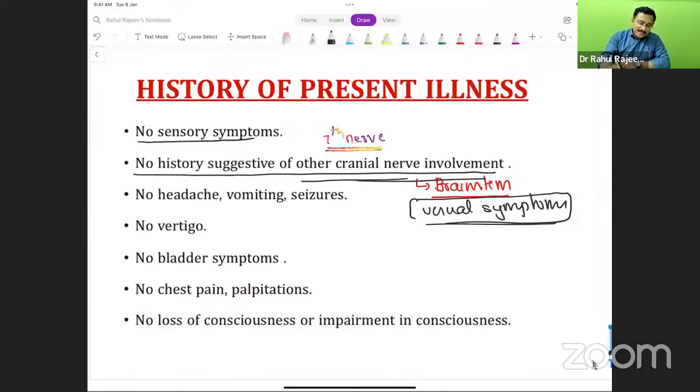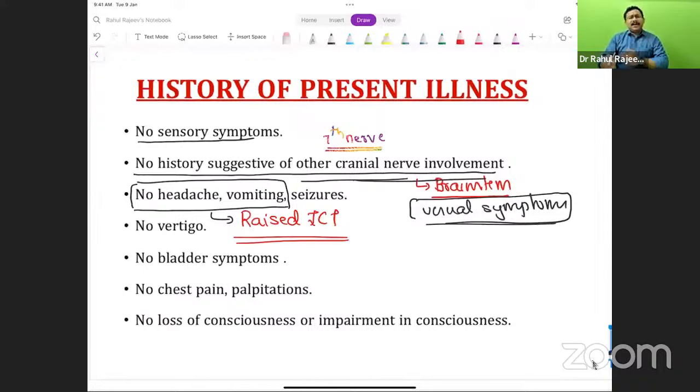Then there is no history suggestive of any headache, vomiting, seizures. Why is it important? Headache, vomiting, seizures. See, headache and vomiting is important because, you tell me why? To see whether there is any feature of raised intracranial tension. I agree that there are other features like hypertension, bradycardia, but that is the examination. From history, if the patient is having headache and vomiting, it is probably indicating that there is a raised intracranial tension. Now, what is the importance of asking history of seizures?